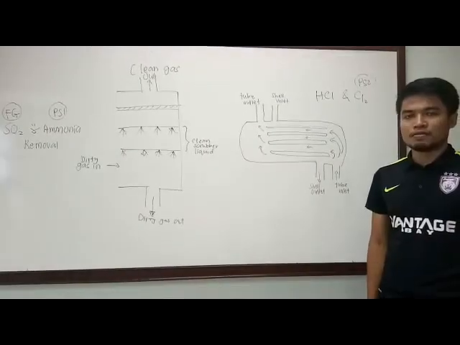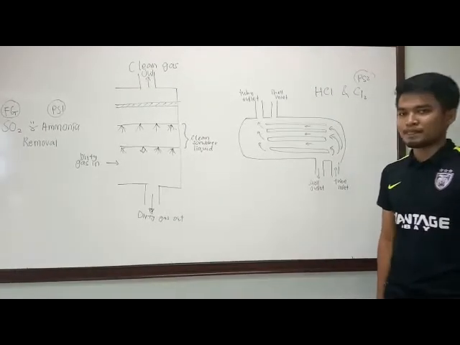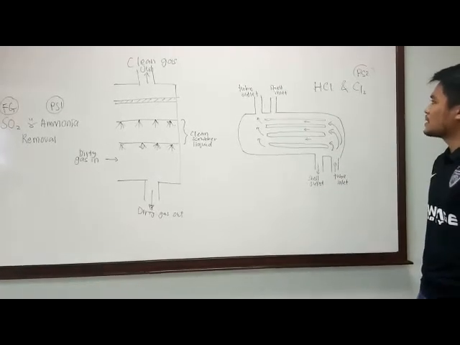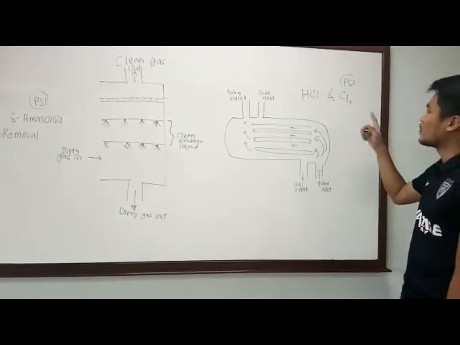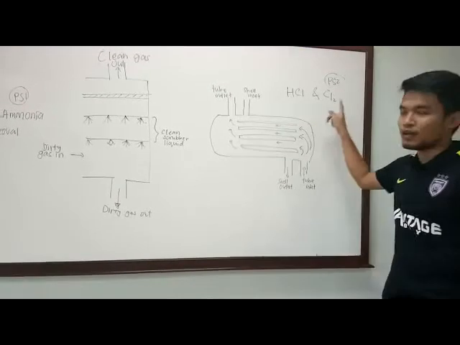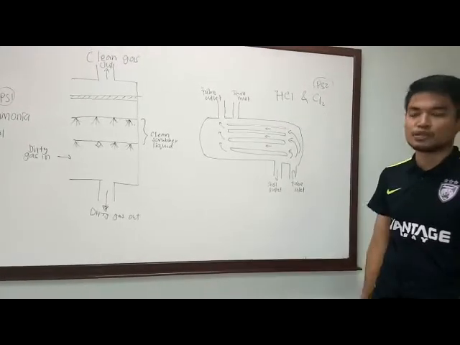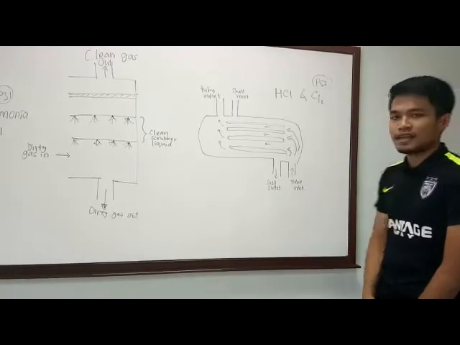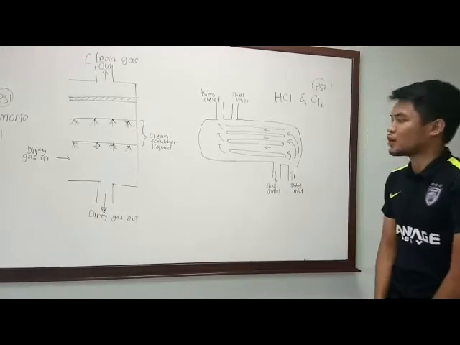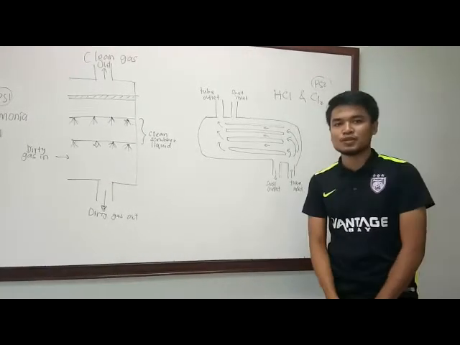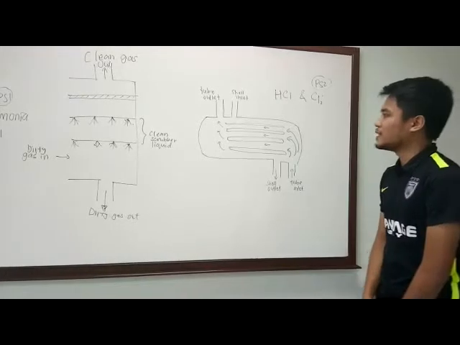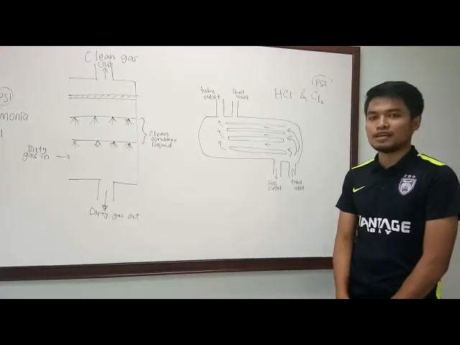Assalamualaikum warahmatullahi wabarakatuh. I am Muhammad Faizi. So I will present the equipment used for HCl and chlorine, which is in process step 2. HCl and chlorine will use a condenser, which is similar to the process of a shell and tube condenser.